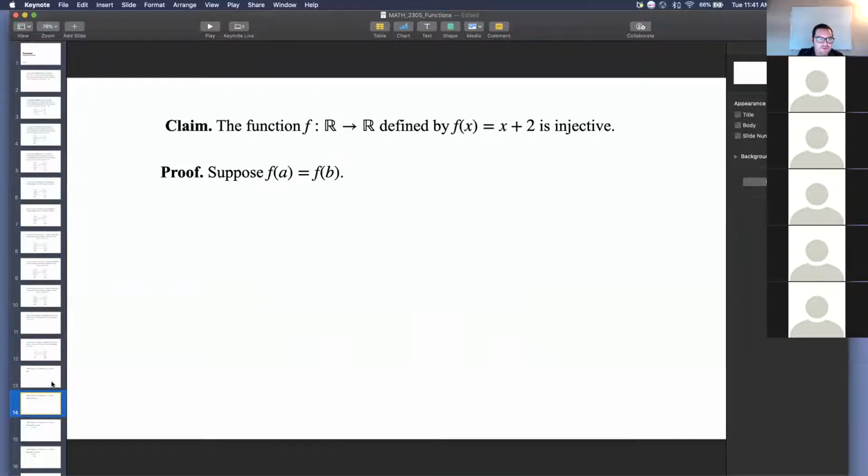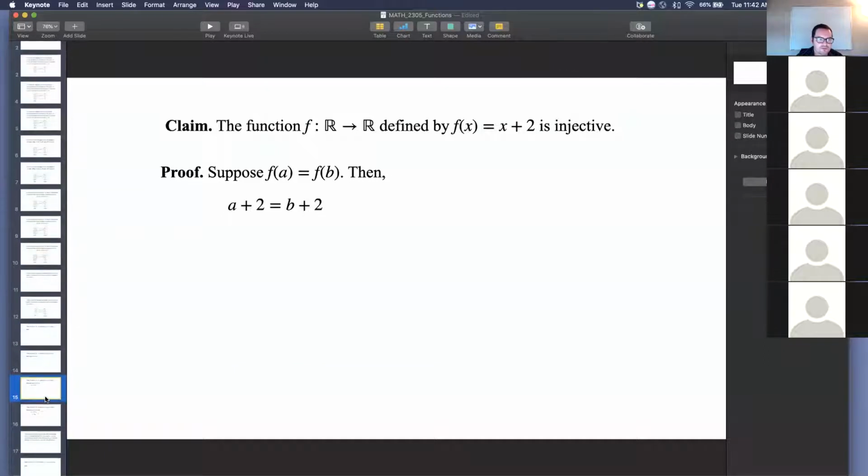So suppose that the image of a and the image of b are equal. Keep in mind, I'm saying image over and over again; I'm just saying that the value of f of a is equal to the value of f of b. Under that assumption, and by the way that f is defined, we see that a plus 2 must equal b plus 2, because the image of a is a plus 2 under this definition, and the image of b is b plus 2. So if these two things are equal, then these two quantities must be equal. And these are real valued quantities, so we can indeed write that equal sign there. Then subtracting 2 on both sides, we get that a must be the same thing as b.